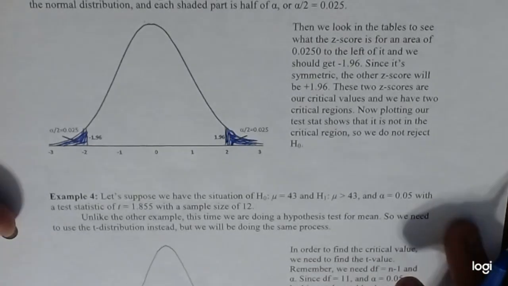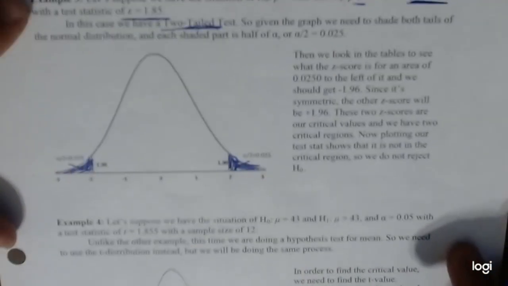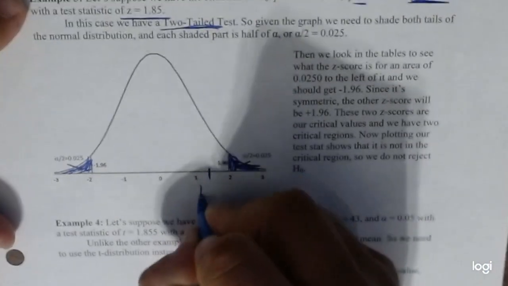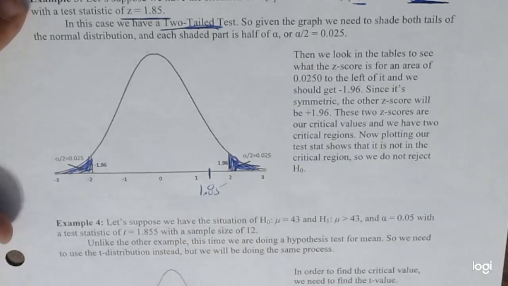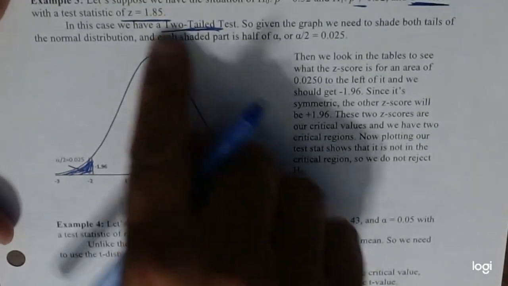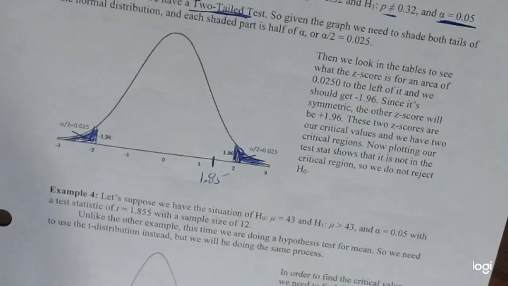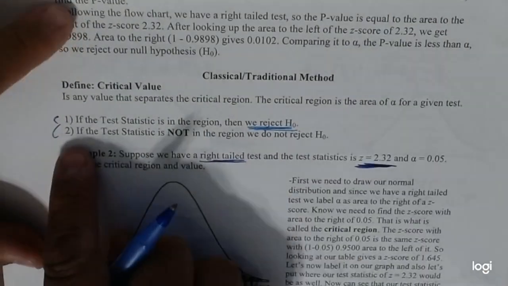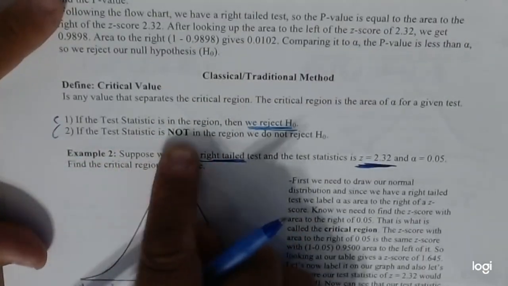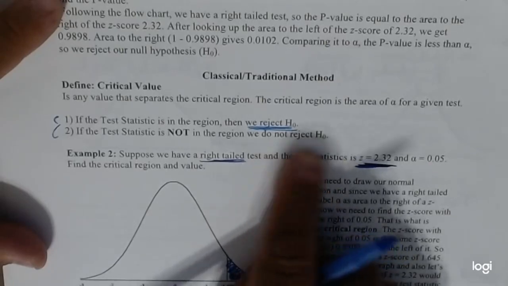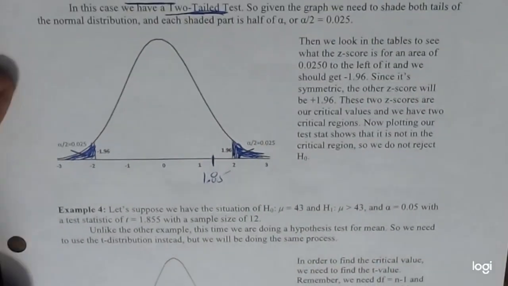Again, we do the same thing. Our z-score is over here, 1.85. The question is, is the test stat we have here in the shaded regions? Hopefully you say no. Because it's not, we go back over here and now we're in situation 2. Since it's not in the region, we do not reject the null hypothesis. And that's it. That's how we do that portion.